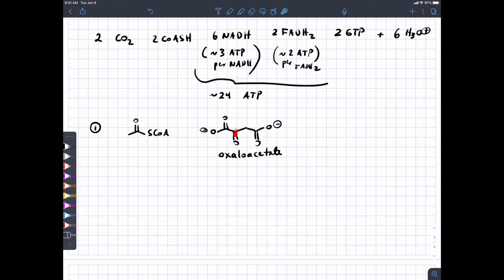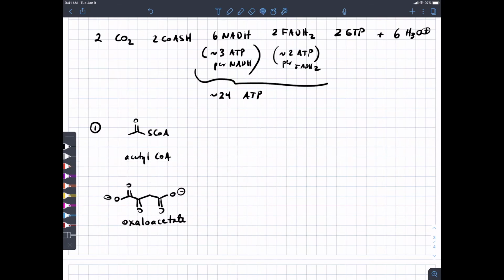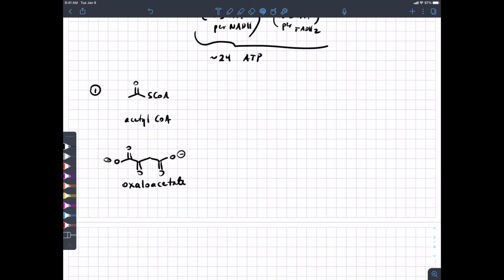It is an alpha keto acid, and it's also a beta keto acid. So it's interesting that we've got that structure. We know interesting things to do with alpha keto acids now because of TPP. We also know interesting things to do with beta keto acids. This is, of course, acetyl-CoA. The enzyme that catalyzes this process is called citrate synthase.